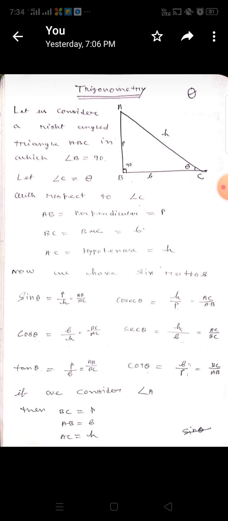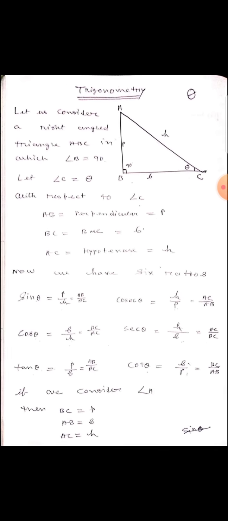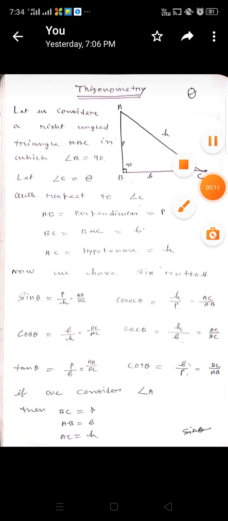Today we are going to start this chapter, trigonometry. Recording हुआ है ना आपका?